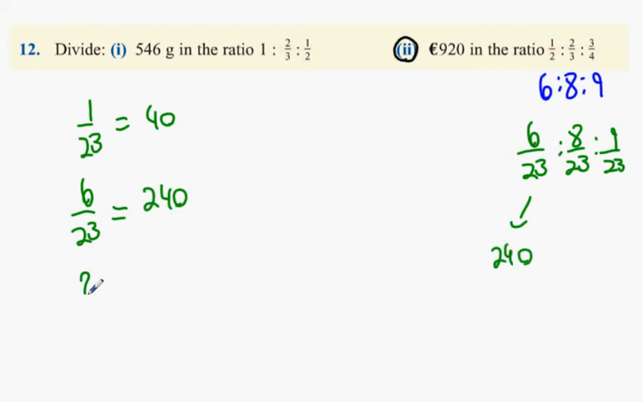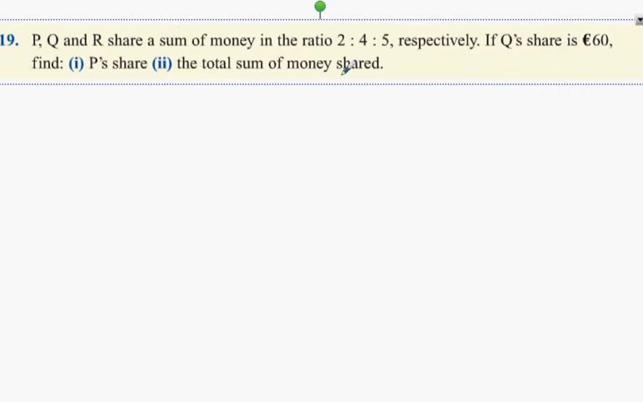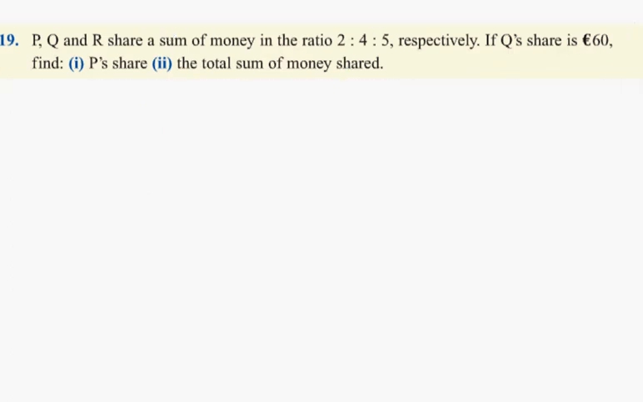8 times bigger than 40? 320. And finally the last part, 9 over 23, 360. So 360. Okay. So how many people got that one out? 12 part 2. 240, 320, and 360. Okay. Now, question 19. 19 is a decent level 1.